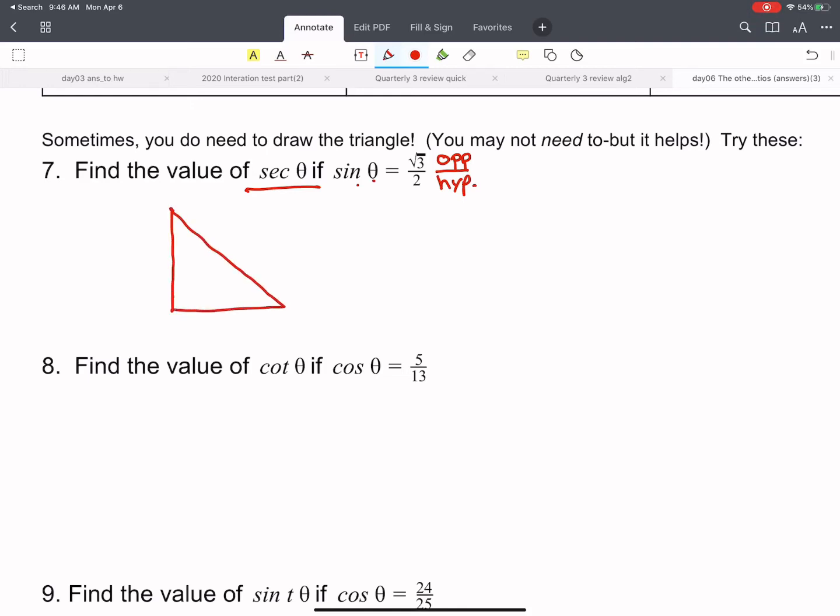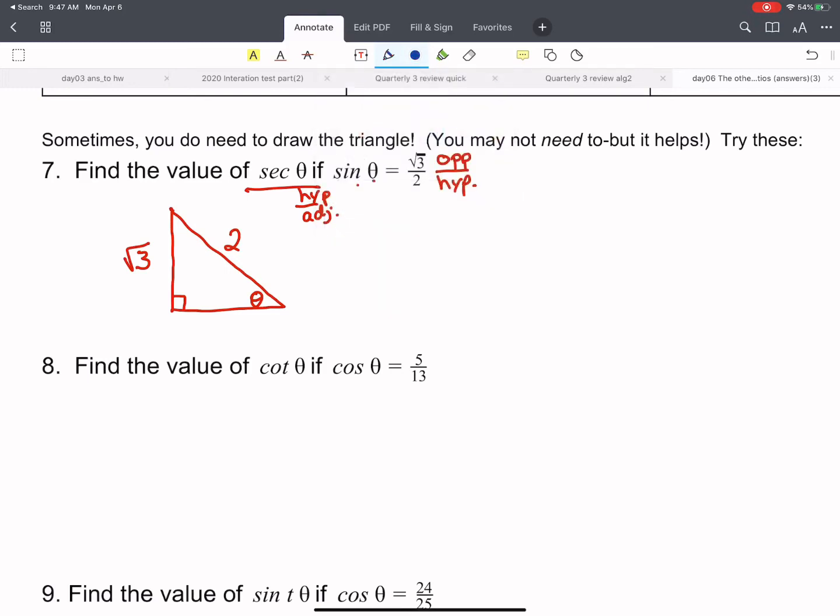So you're going to draw this triangle. You're going to decide that theta is somewhere. I always just put theta on the bottom. Just me, I like to do that. And opposite theta is rad 3, while hypotenuse is 2. And now you can figure out what the missing side is so that you can find secant, which requires adjacent, which is hypotenuse over adjacent, because that is the reciprocal of cosine. So we might need to get cosine in order to pull this off, right? So let's find the missing side.